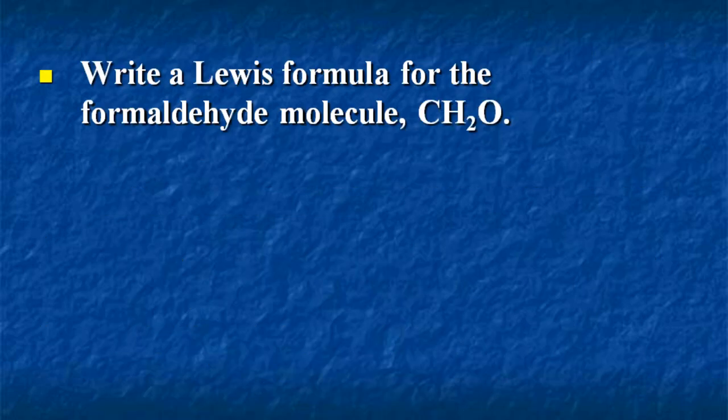We will practice some. Write the Lewis formula for the formaldehyde molecule. The formula is CH2O. Okay, the first step is calculating the valence electrons. Carbon, how many? Carbon is in which group? 4.